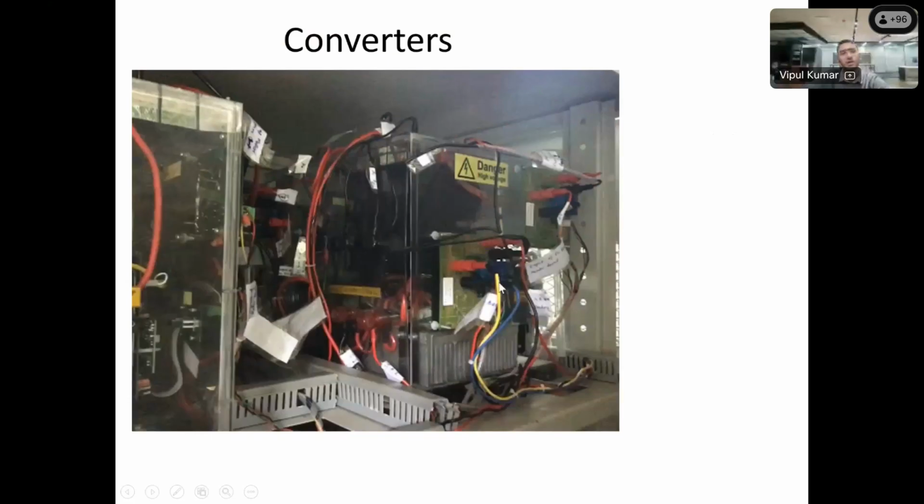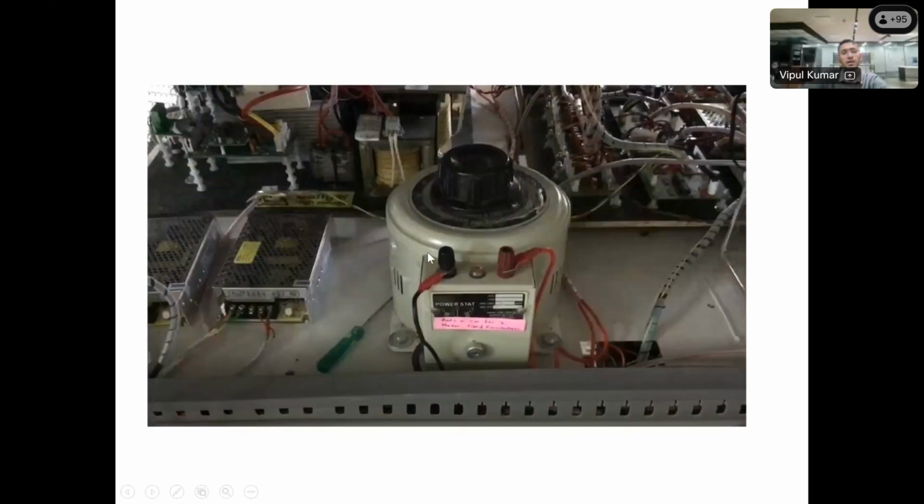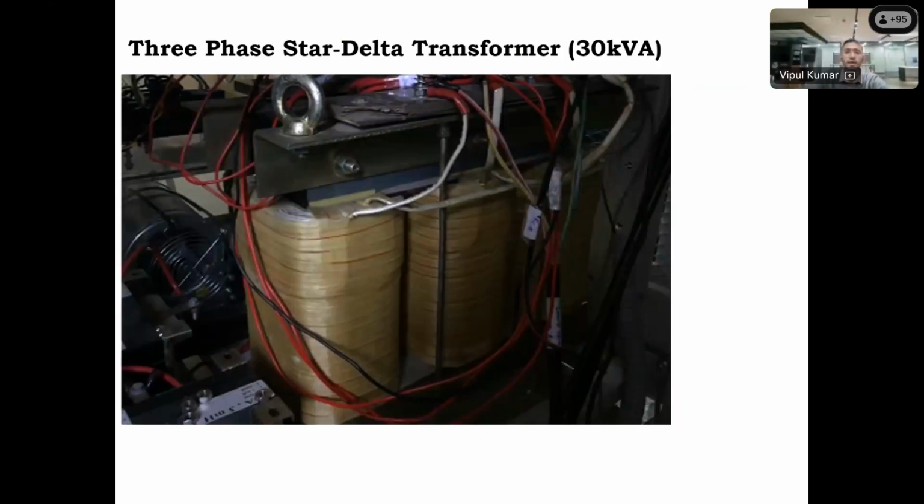All the converters are based on Semikron. These are Semikron converters. And this is the second picture, the other side view of the converter. The small single phase transformer gives 220 volt to the field of the DC motor. And there is a bulky delta to star 30 kVA transformer after the three-phase inverter.